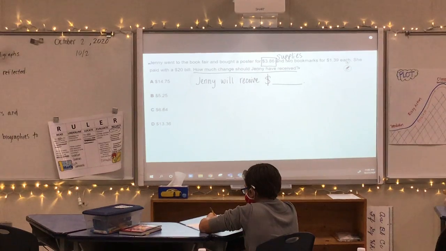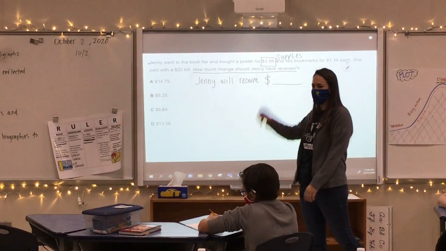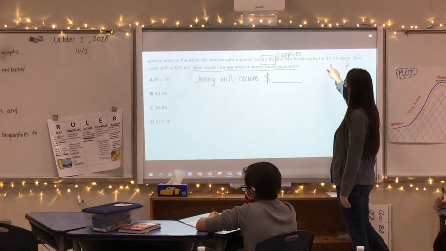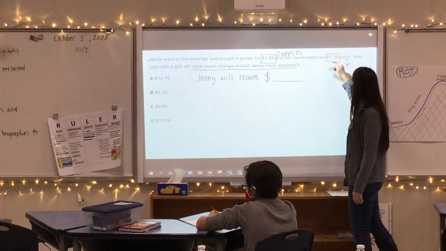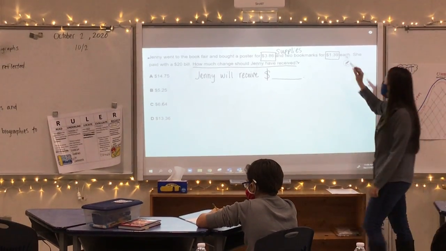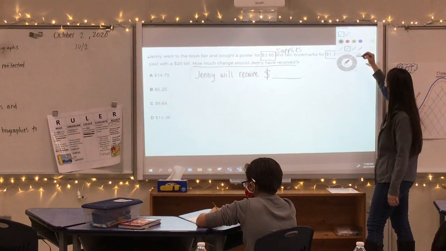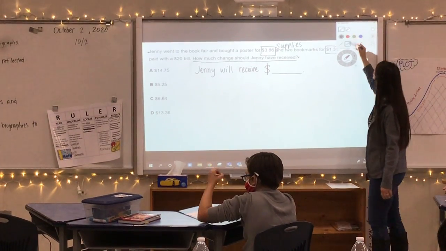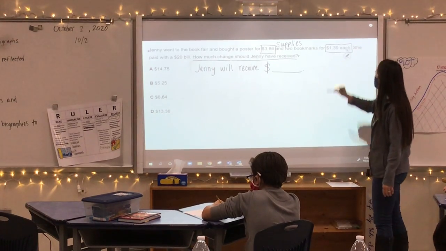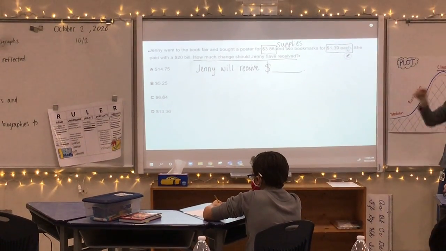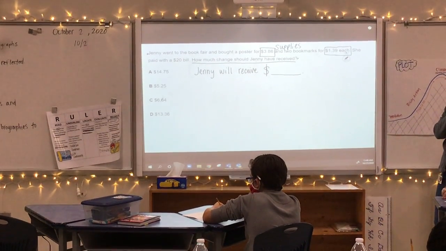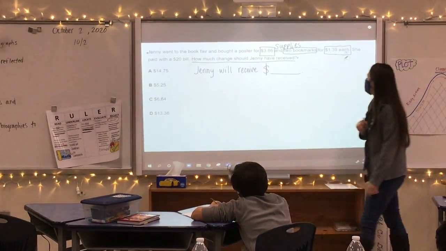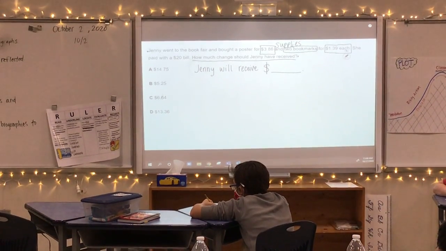And two bookmarks for $1.39 each. Mariah, is there anything important in there that we need to put a box around? $1.39. Okay, $1.39. But let's think a little more specifically. And so that's each. Important. So each. She bought her two bookmarks for $1.39 each. What else do you think? But we don't know what that $1.39 is, so we have to underline two bookmarks. So there's two bookmarks for $1.39 each. All right. And then it says she paid with a $20 bill.